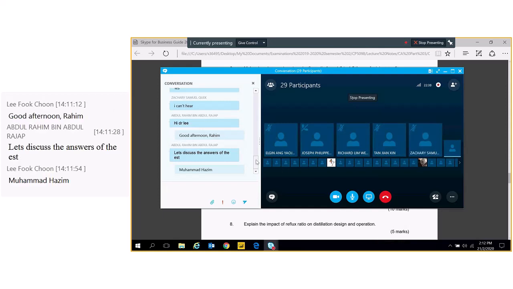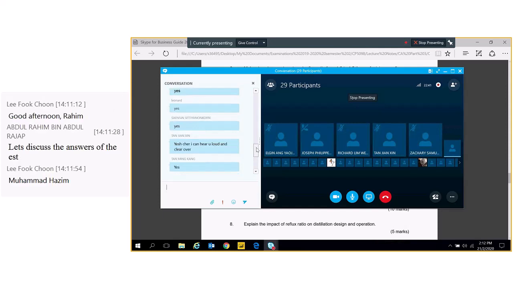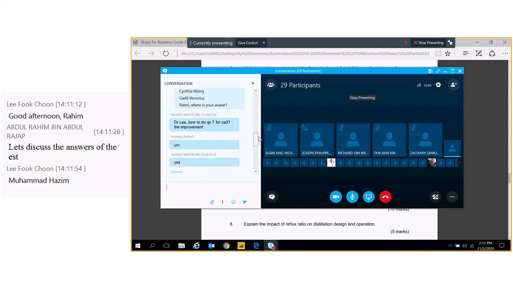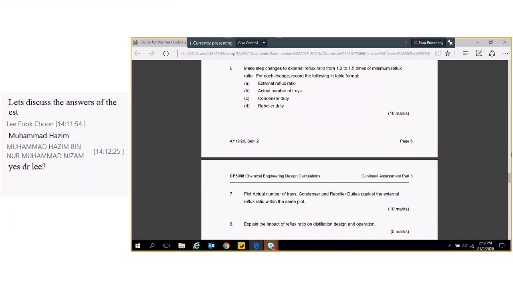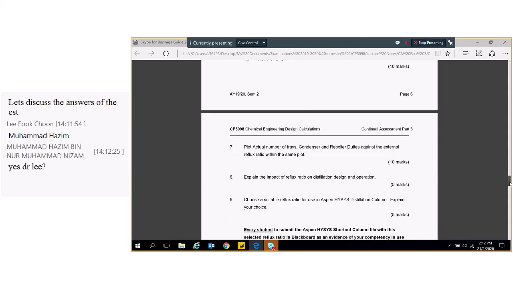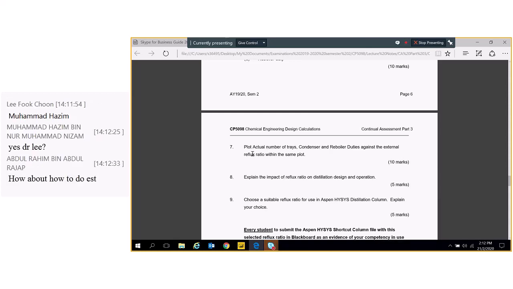All right, there's a question asked. This is from Nabi. How to do question 7 for CA3? Now, this is question 7. Nabi, is this the question you're asking? You look at the screen, number 7.